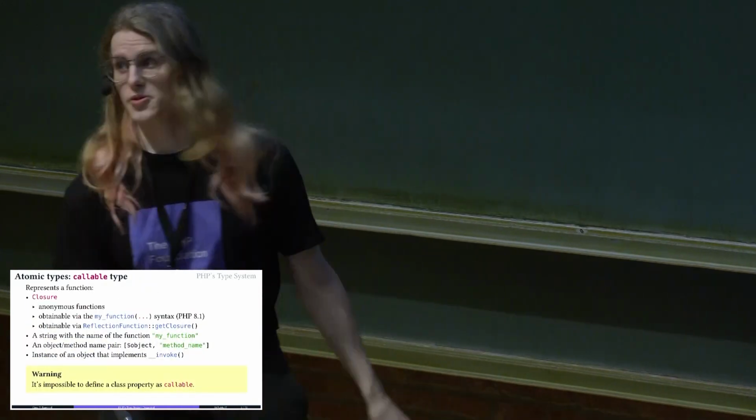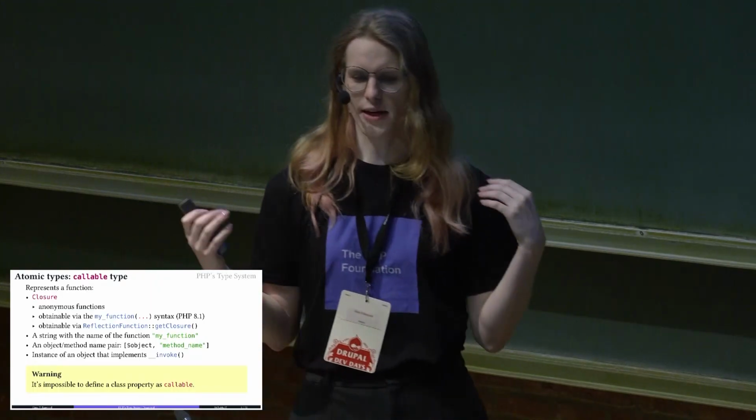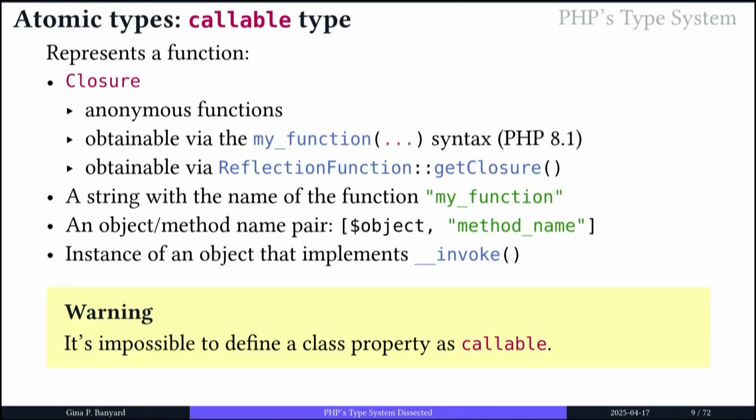Oh boy, the callable type. The callable type just tells you I can call a function. It represents a function. And the way to get this is it's either a closure, which has existed for ages now, which is an anonymous function. You can obtain it via the new syntax in 8.1, which is my function, the brackets and then 3 dots. The 3 dots are part of the syntax. They're not fill in the blank. They are part of the syntax. And before 8.1, you could get it with either reflection function or reflection method get closure.